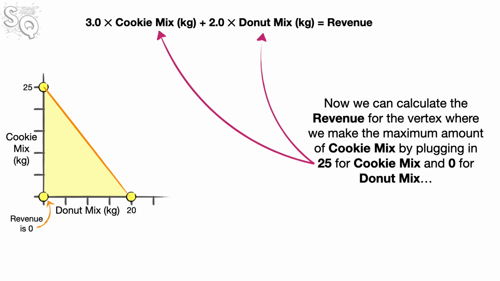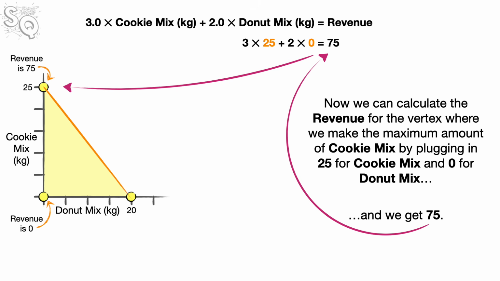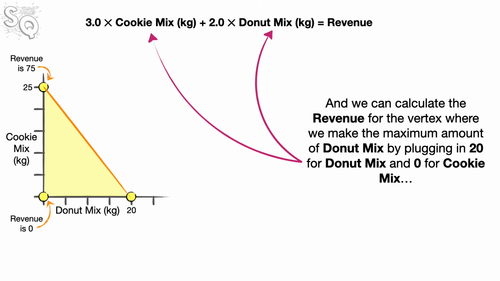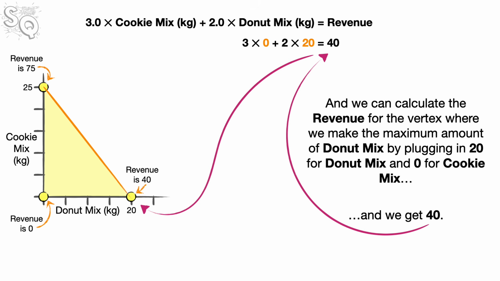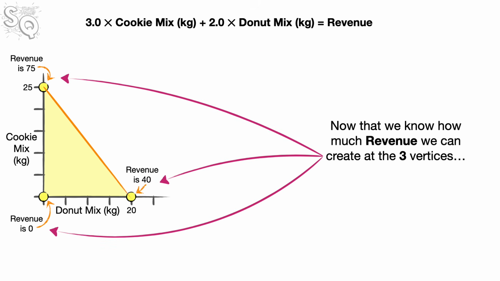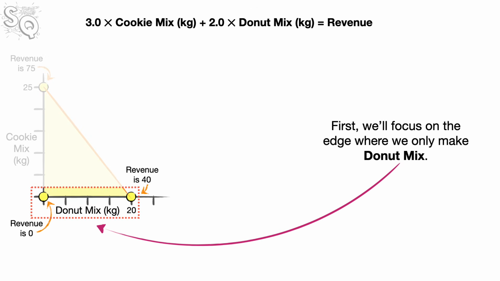Now we can calculate the revenue for the vertex where we make the maximum amount of cookie mix by plugging in 25 for cookie mix and 0 for donut mix. And we get 75. And we can calculate the revenue for the vertex where we make the maximum amount of donut mix by plugging in 20 for donut mix and 0 for cookie mix. And we get 40. Now that we know how much revenue we can create at the 3 vertices, let's figure out the revenue along the edges. First, we'll focus on the edge where we only make donut mix.